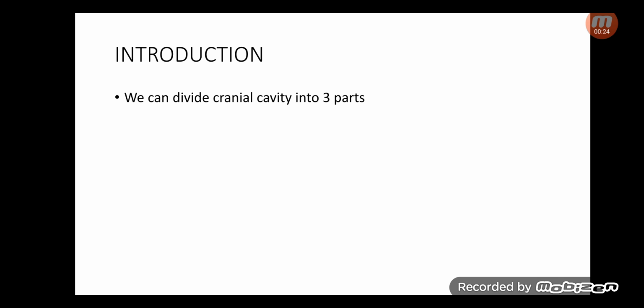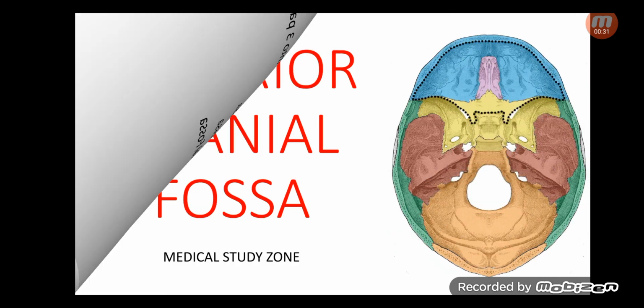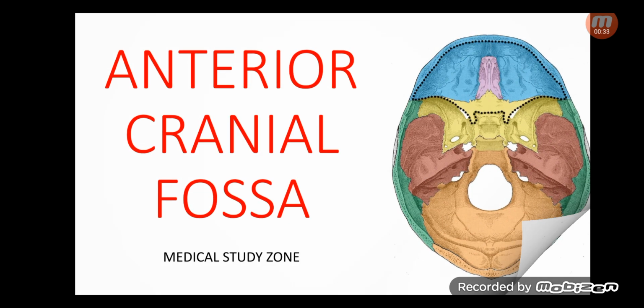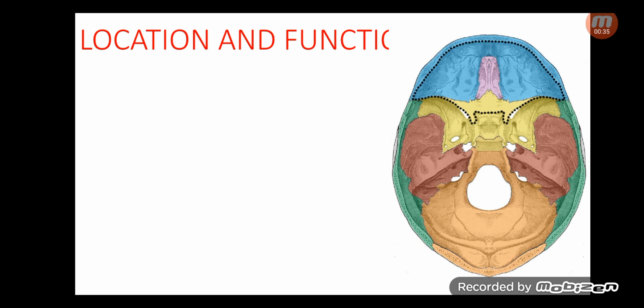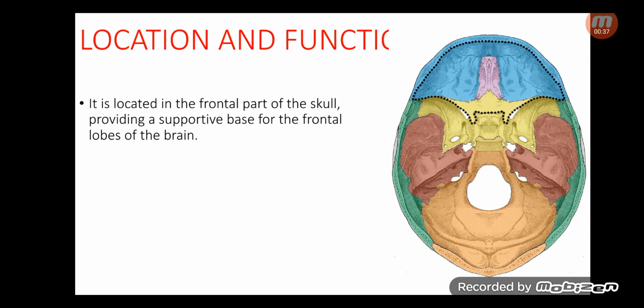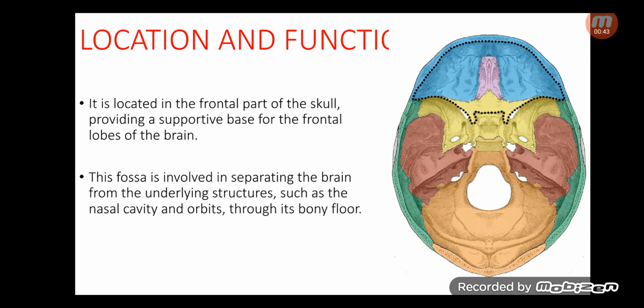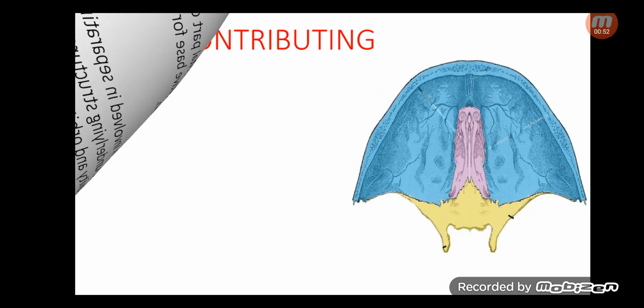We can divide the cranial cavity into three parts: the anterior cranial cavity or fossa, the middle cranial fossa, and the posterior cranial fossa. First, we will talk about the anterior cranial fossa. Location and functions of the anterior cranial fossa. It is located in the frontal part of the skull, providing a supportive base for the frontal lobes of the brain. This fossa is involved in separating the brain from the underlying structures such as the nasal cavity and orbits.